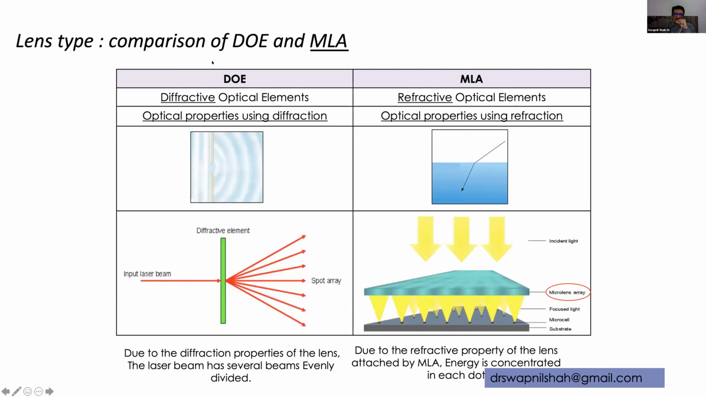So I was talking about these diffractive lens arrays and micro lens arrays. The point here is micro lens arrays are good because, due to the refractive properties of the lens attached by the MLA, energy is concentrated in each dot. PicoWay has MLA as an optic. However, a few lasers use DOE. They are good, but MLA is a more recent advanced technology than diffractive lens arrays.